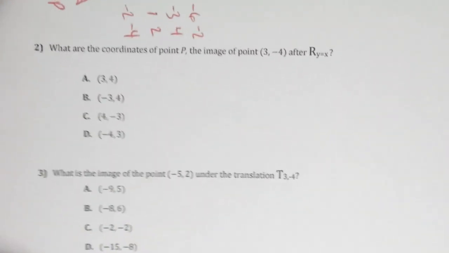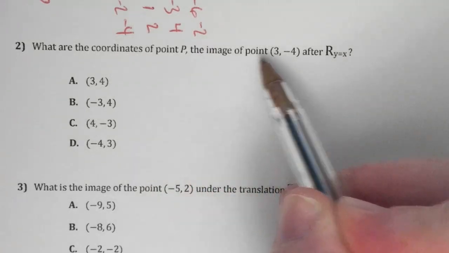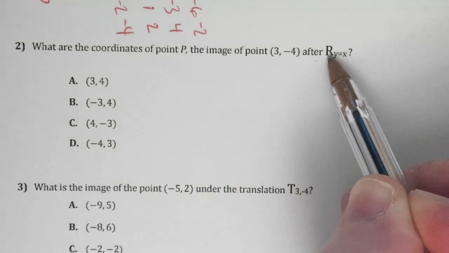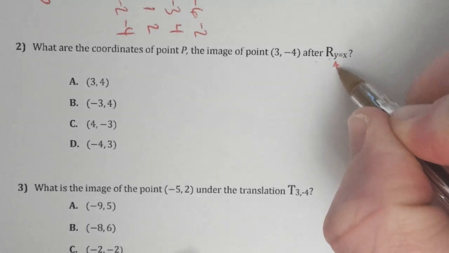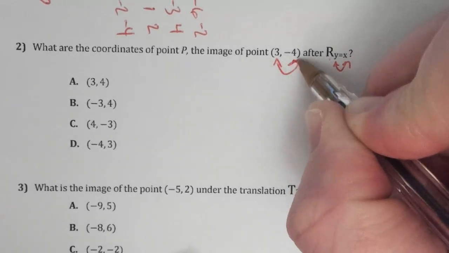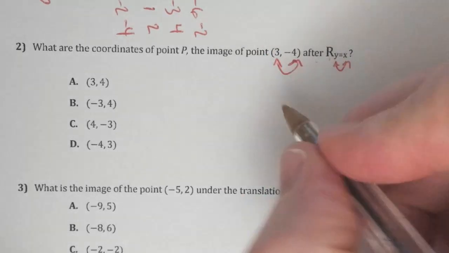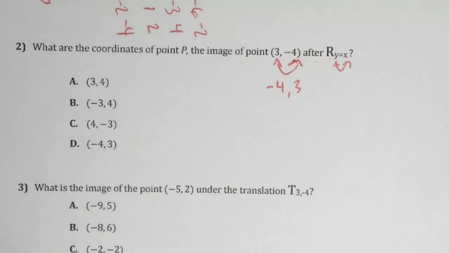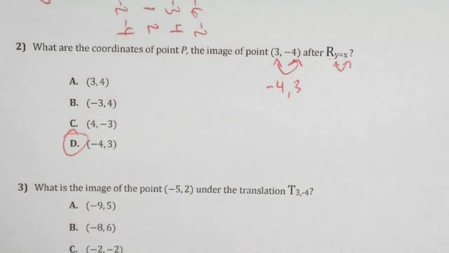All right, number 2. What are the coordinates of P if the image of point 3, negative 4 after we reflect over y equals x? All right, so what we can do here is two different things. Basically, we're saying that the y turned into x, so these two switched. So if they just switched, it would turn into negative 4, 3. The answer would be D.